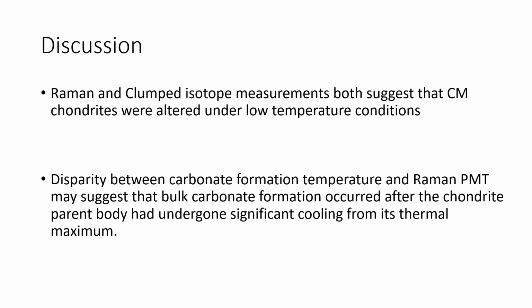In conclusion, Raman and clumped isotope measurements both suggest that the carbonaceous chondrites were altered under low temperature conditions. There is a disparity, and what that suggests is that bulk carbonate formation probably occurred after the chondrite parent body had undergone significant cooling from its thermal maximum.